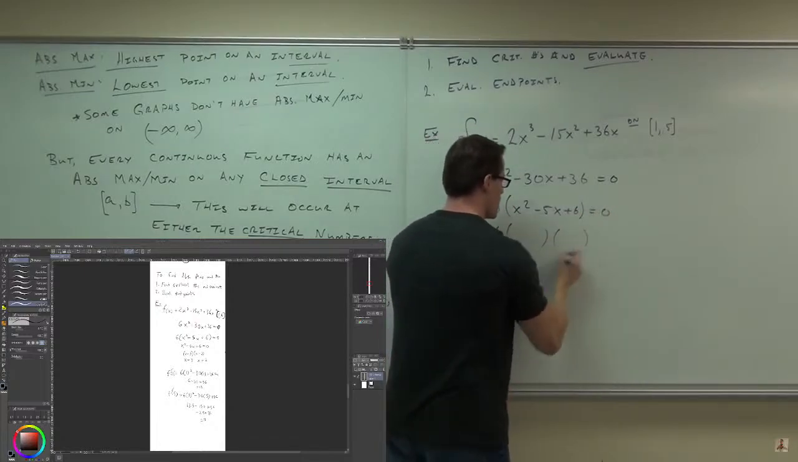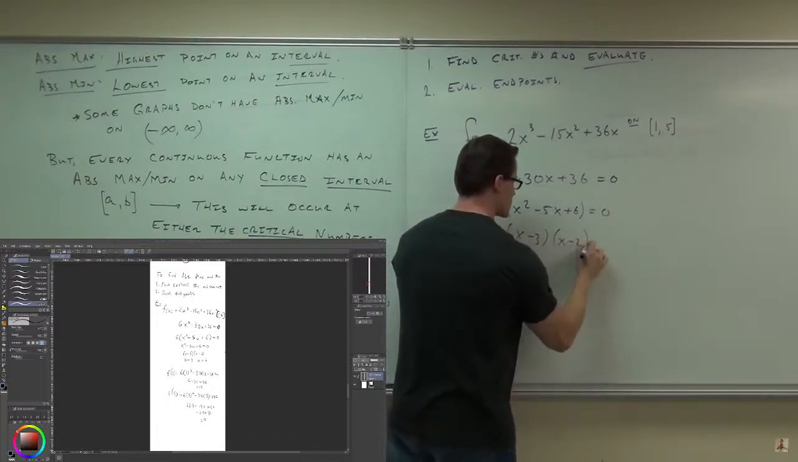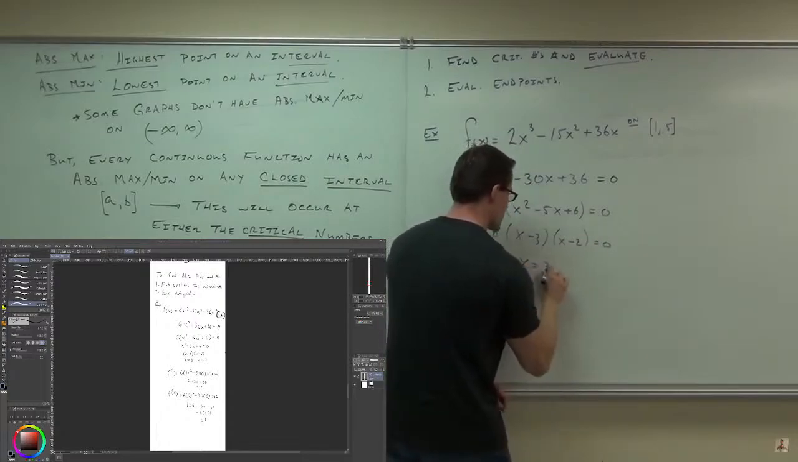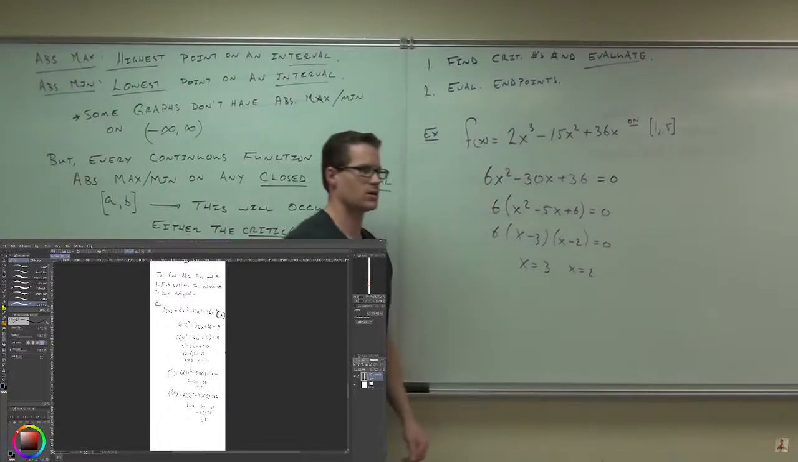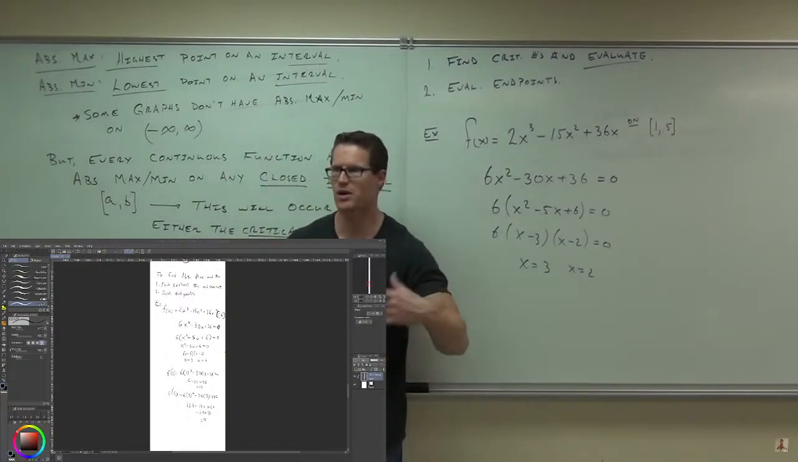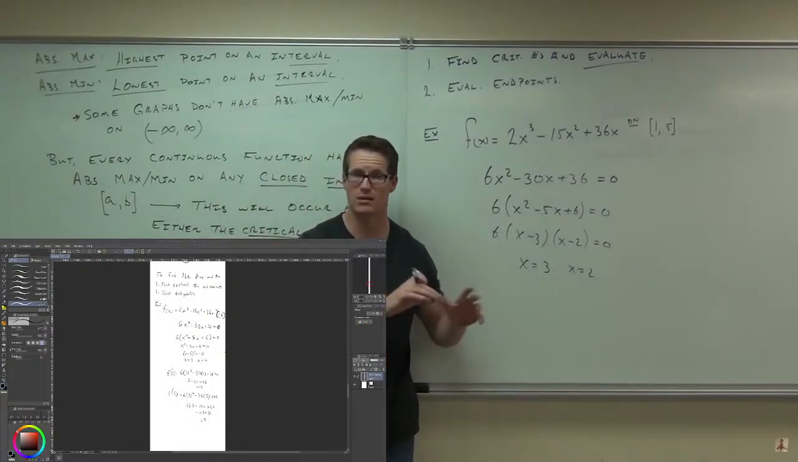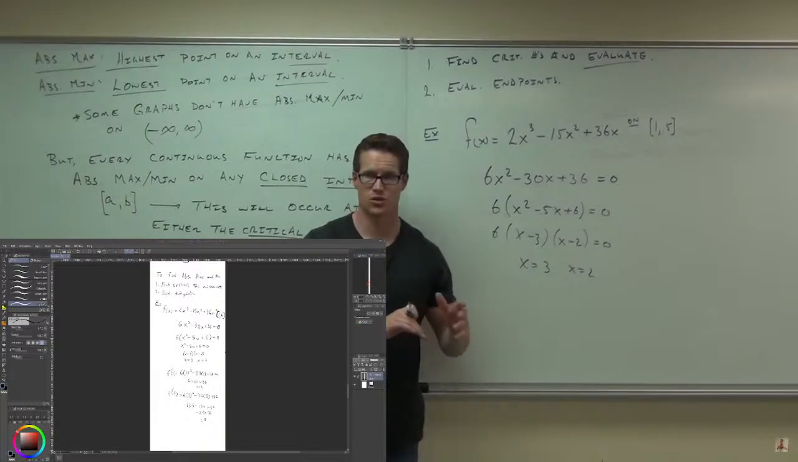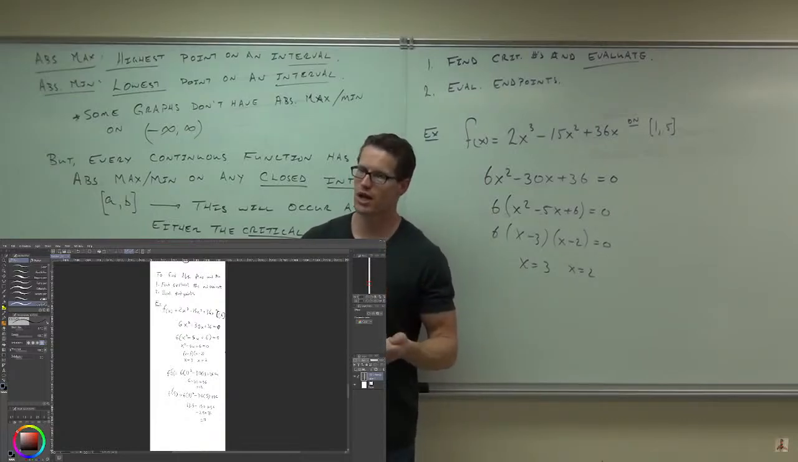You're going to get x minus 3, and x minus 2 equals 0. You're going to get x equals 3 and x equals 2. I factored that very fast, but that should be kind of no-brainer stuff. Are you guys okay getting the 3 and the 2? Are you sure? So here's what you check.